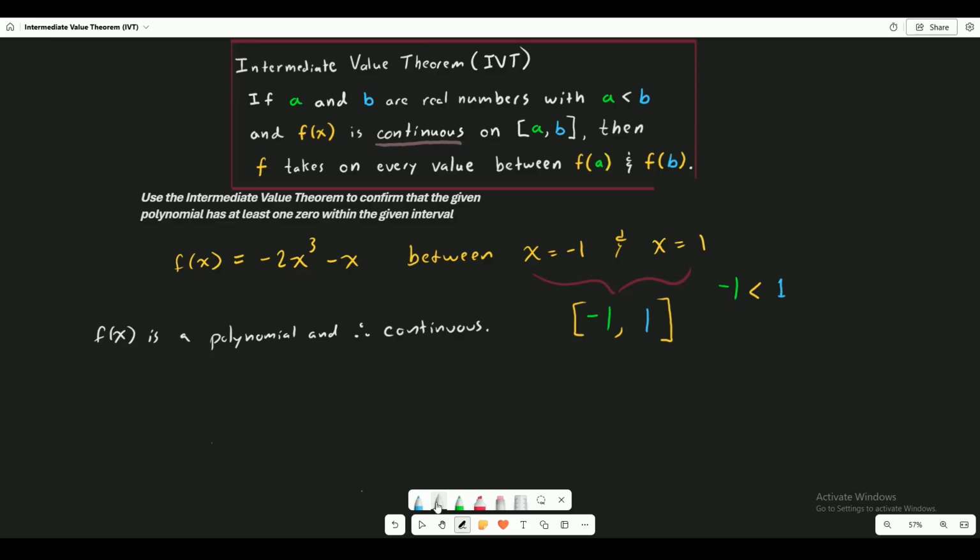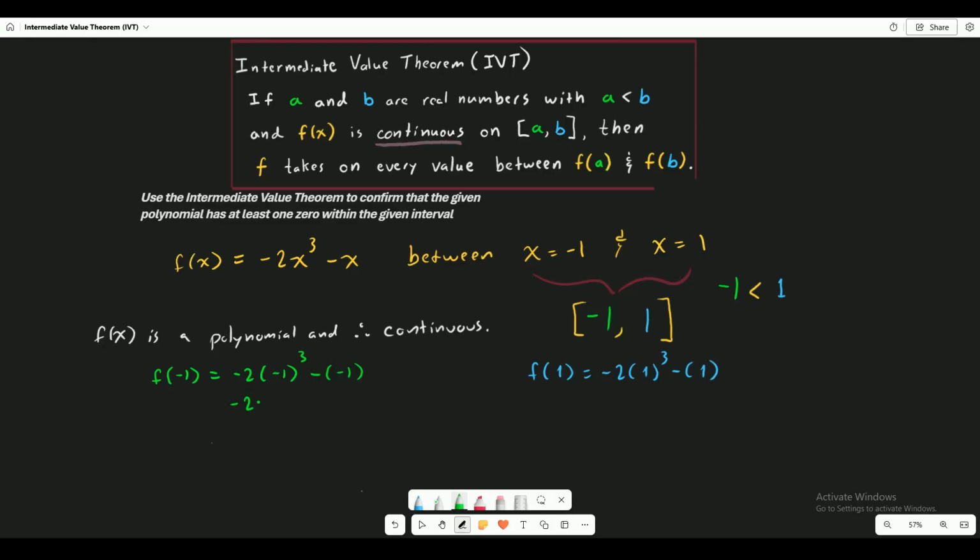So now let's calculate f of A. I'm going to do f of A all green so I don't have to be alternating the colors. So f of A is this one: negative 2 times the quantity negative 1 cubed, minus negative 1, just like that. And here we have f of B, which is just f of 1, which is equal to negative 2 times the quantity 1 cubed minus 1, just like that. Alright, let's start solving this.